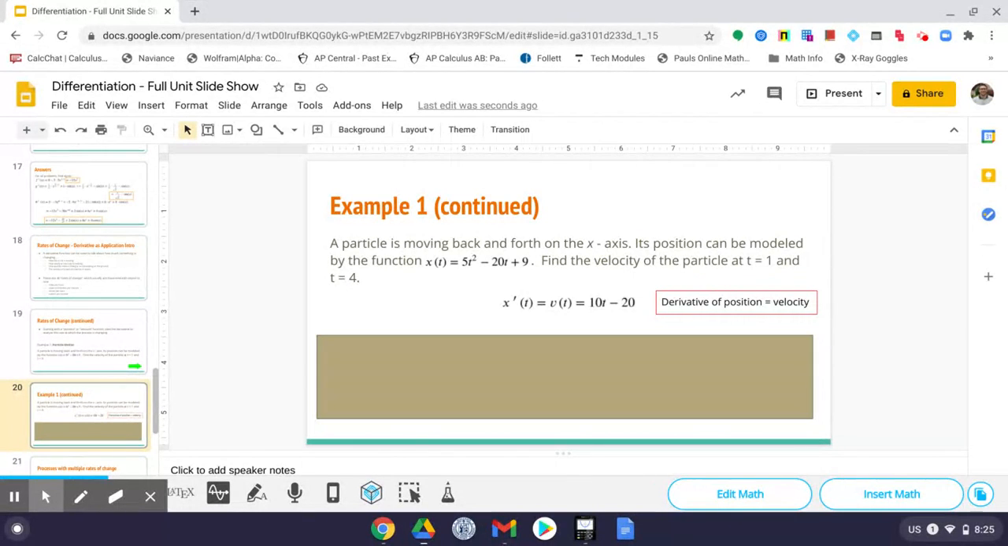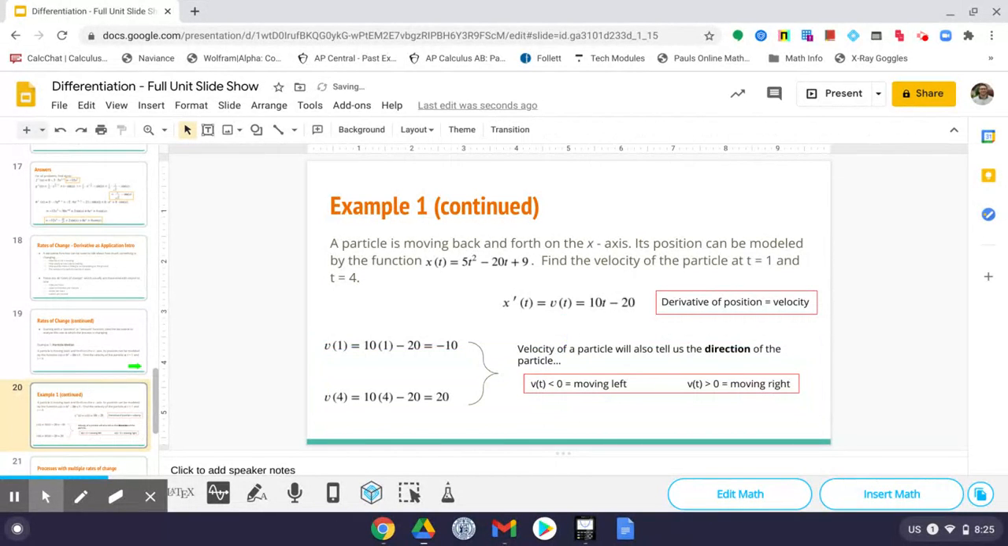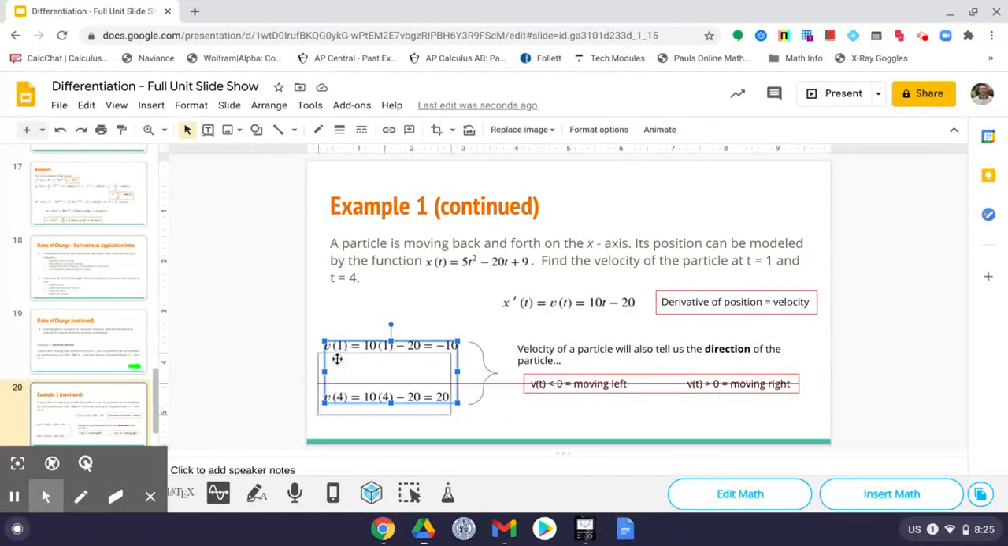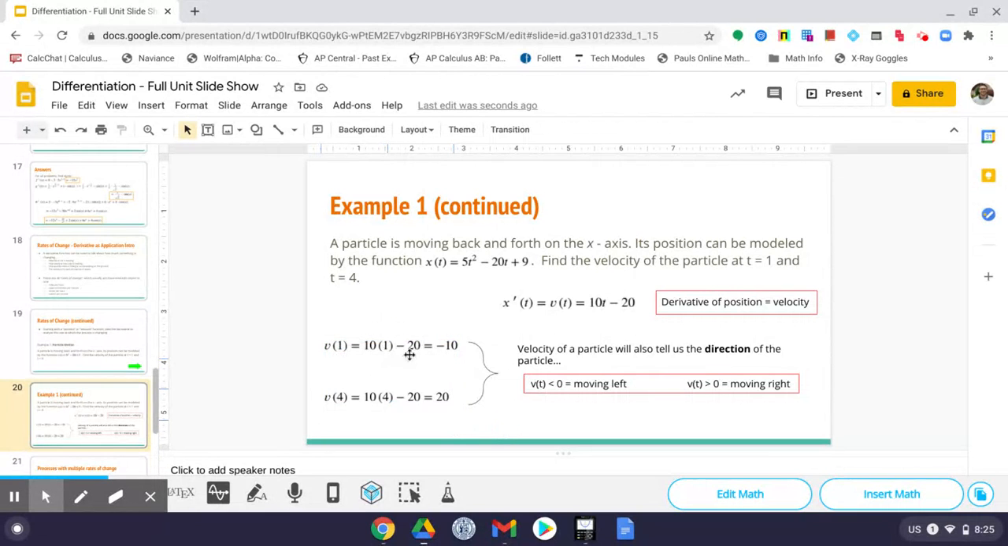The good news is that we now know how to take derivatives of functions. And so if I were to take the derivative of the position function, x prime of t, which equals the velocity, or v of t, equals 10t minus 20, right, using the power rule, which we just found. Once we have the velocity function, we know we want to find the velocity at t equals 1 and t equals 4. So all we have to do is plug t equals 1 and t equals 4 into the function, right? So you'll see that over here. V of 1 is equal to negative 10, and v of 4 is equal to positive 20.